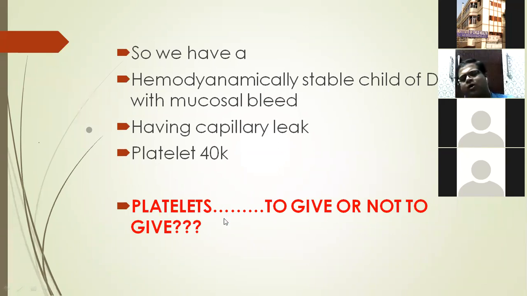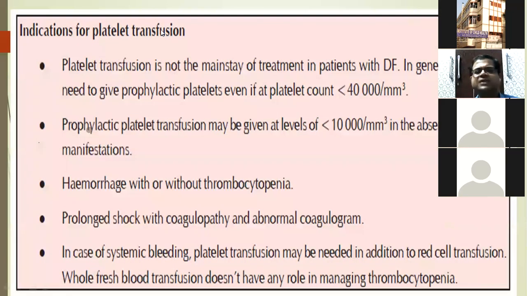So you need to know what is the theory and what is the practical approach, both things. Platelets to give or not to give. Theoretically, no, I will not give platelets. So these are the indications of platelet transfusion in West Bengal guidelines. Platelet transfusion is not the mainstay of treatment in patients with dengue fever. In general, there is no need to give prophylactic platelets even if the platelet count is less than 40,000. Prophylactic platelet transfusion may be given at a level of less than 10,000 in the absence of bleeding manifestation. May be given, it's not mandatory.